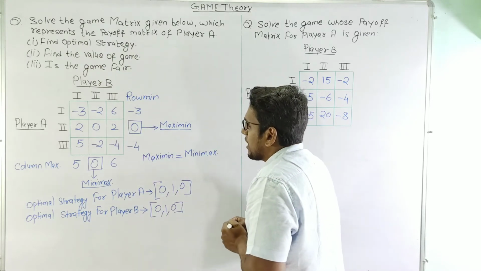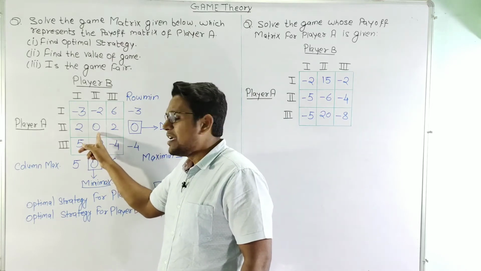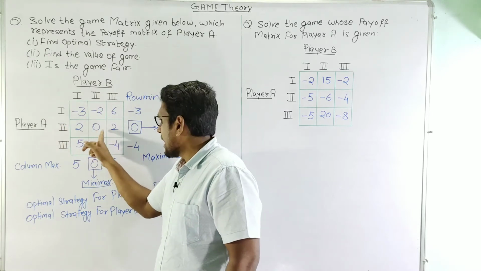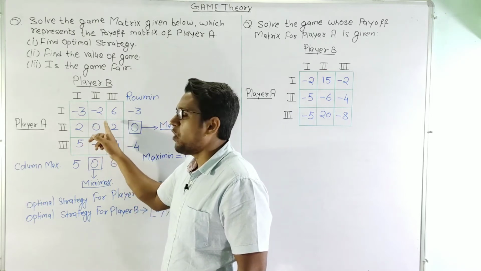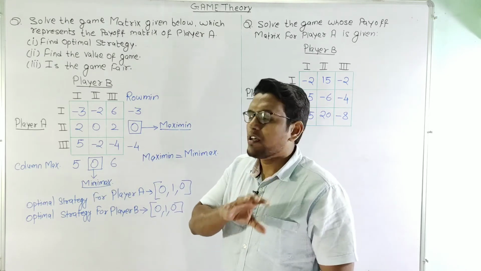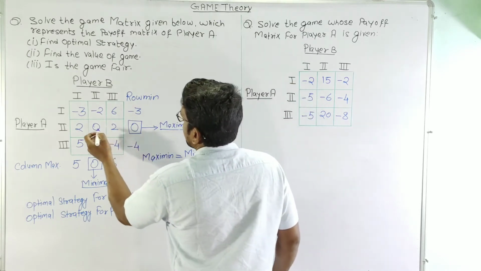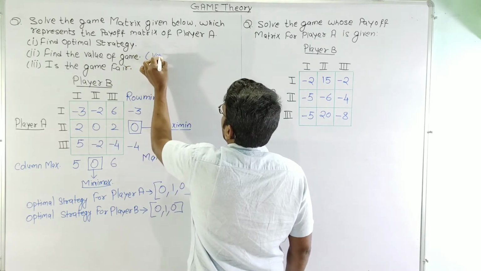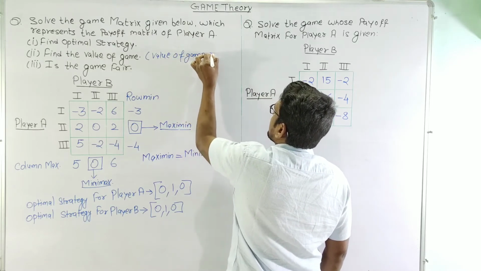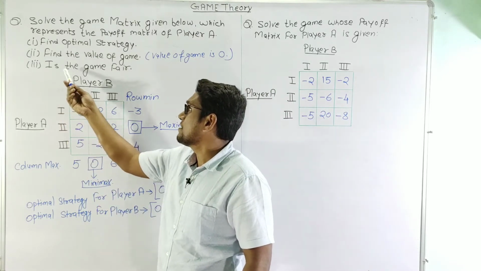Now the value of game. Whenever we have a saddle point, the element at the location of saddle point gives the value of game. We have seen that the location of saddle point is second row and second column. So the element at this place will be the value of game, or we can say the value of maximin is equal to the value of minimax, which is equal to the value of game. According to this, the value of game for player A and B both is 0. So here we can say the value of game is 0.